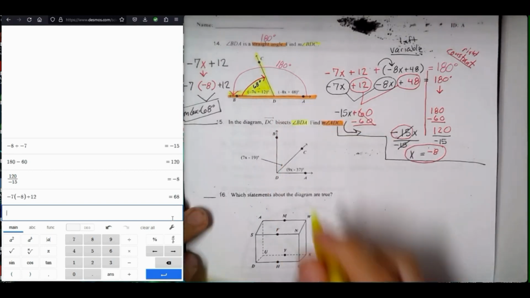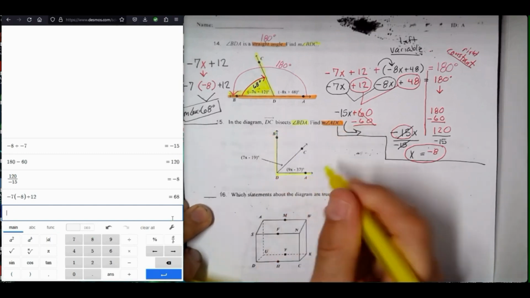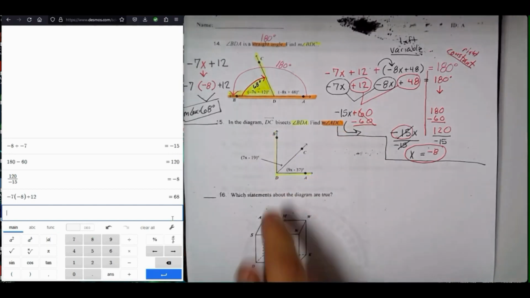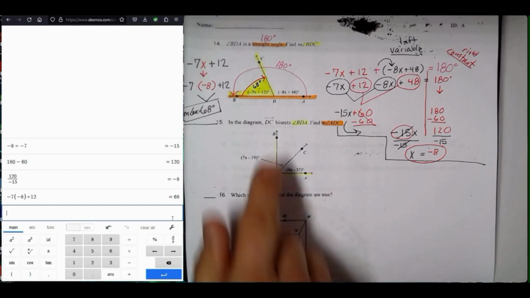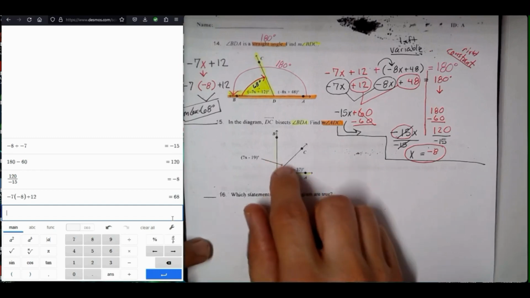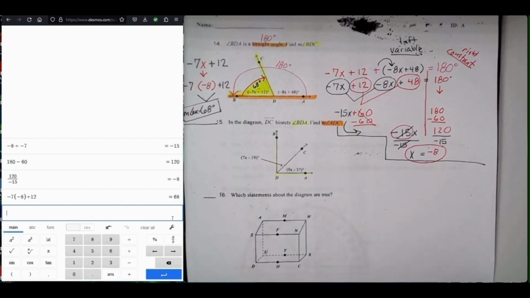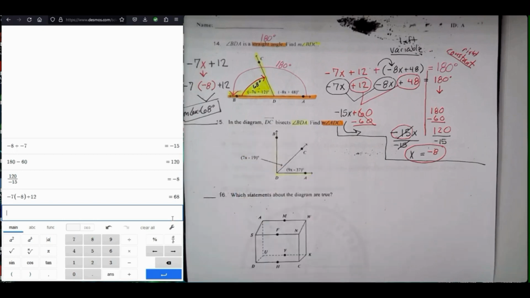So let's go and find BDA. So this is B, D, and A. Looking at it, it looks to me, I mean, it doesn't say it is, but it looks like it's somewhere around 90 degrees, because of the way this looks like a 90-degree angle, but it doesn't have the box signifying that it is. But what we do know is that DC is going to bisect it. It's going to cut it in half.